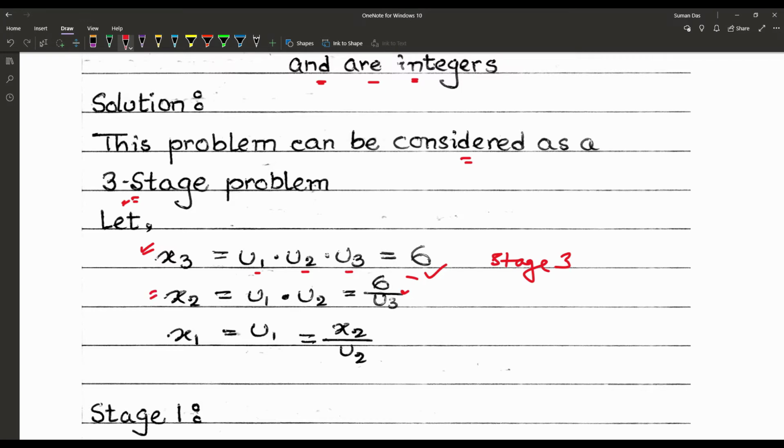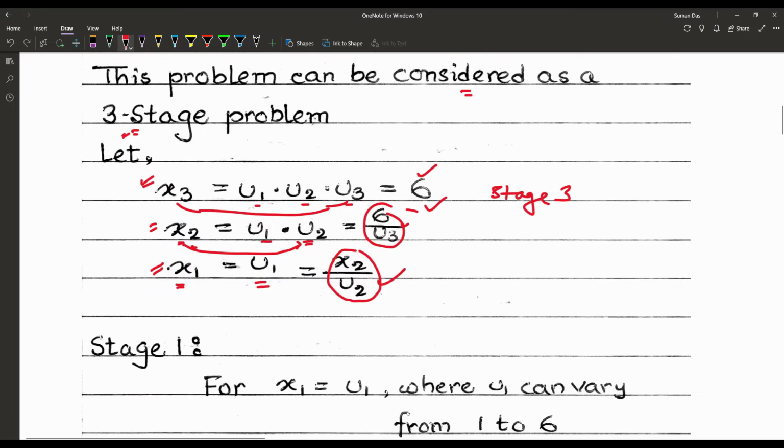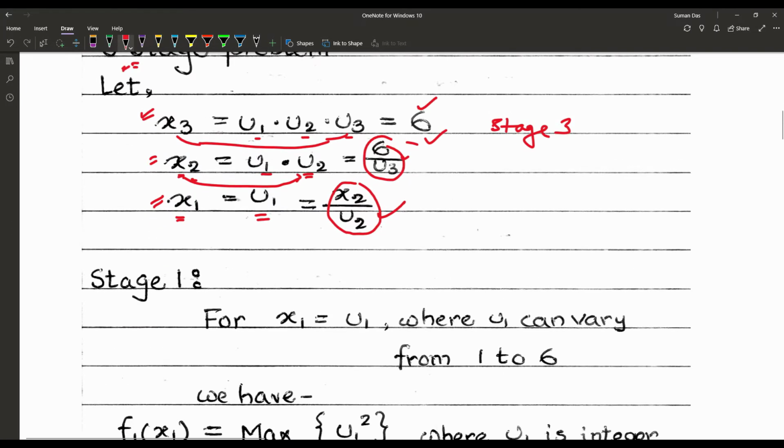Next x2 is equal to u1 into u2, which is 6 by u3, and finally x1 is equal to u1, that is x2 upon u2. Now how can we find x2? That means x3 upon u3, and x3 is equal to 6, so we can write x2 as 6 by u3. Same as x1 is equal to u1, that means x2 by u2. Already we have said that is our stage 2 and that is our stage 1.